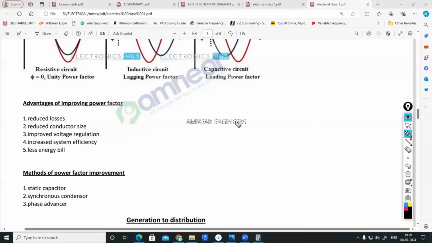Suppose I have only one inductive load in my building, for example an induction motor, only one type of inductive load. There I can connect a capacitor in parallel with that induction motor. This is called individual compensation.